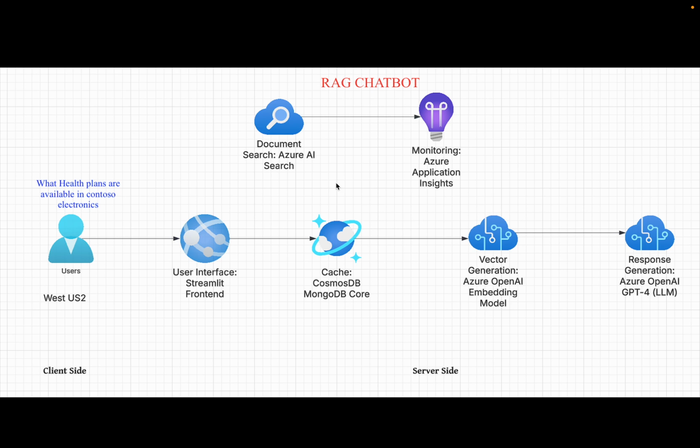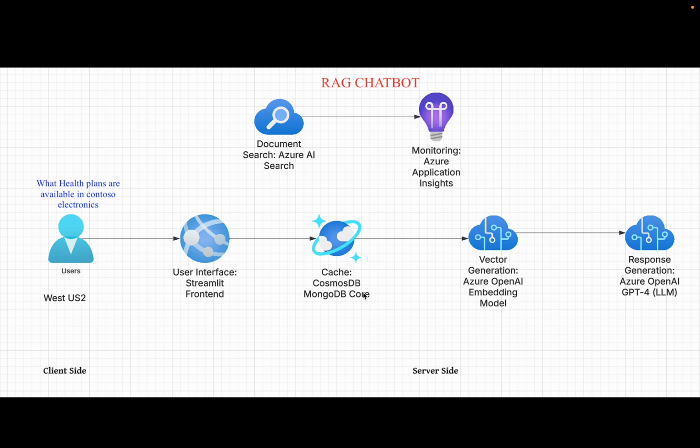First, I'll explain the key components of the system like Cosmos DB, Azure AI Search, and Application Insights, and why they are important. Then I'll show you how a user query flows through the system with an example. Let's get started. Before diving into the workflow, let's understand the main components of our architecture and their roles.